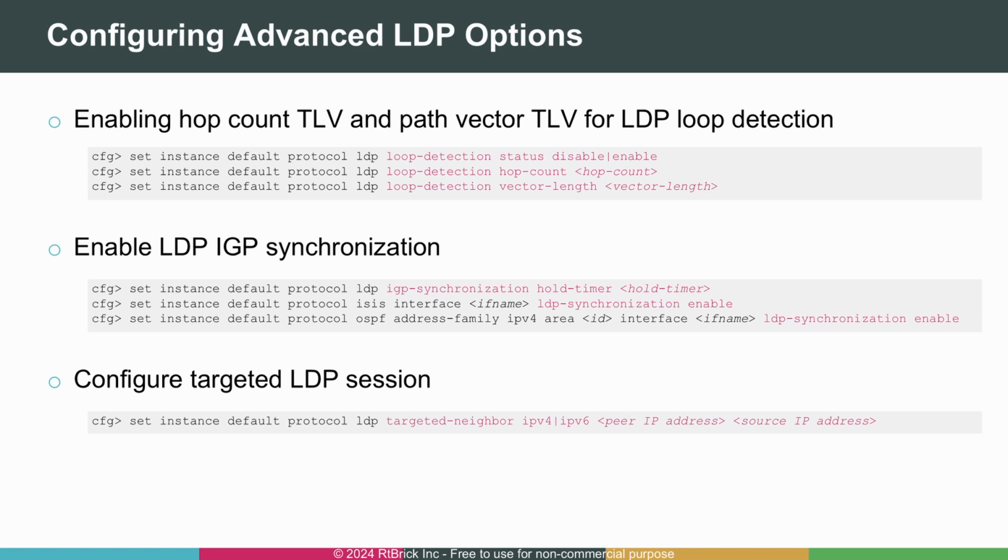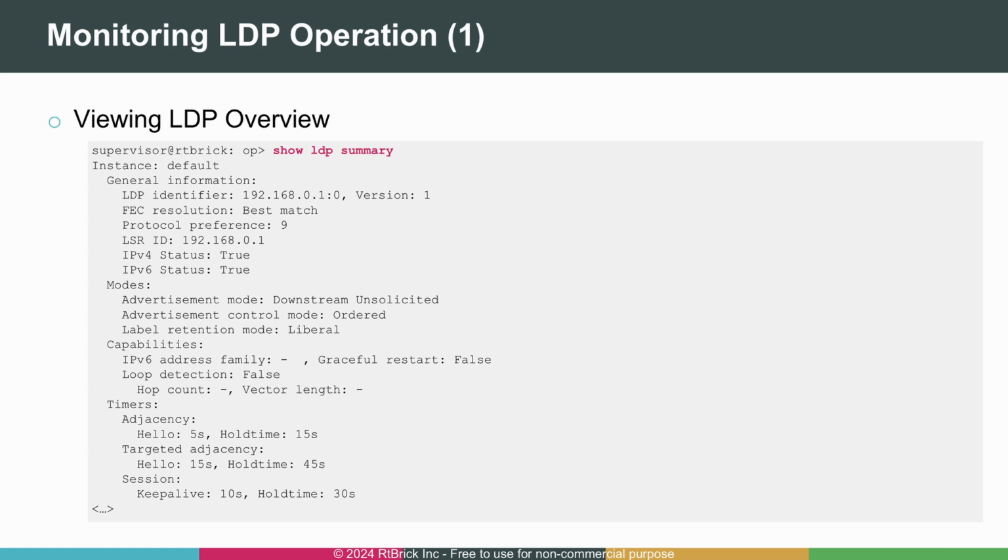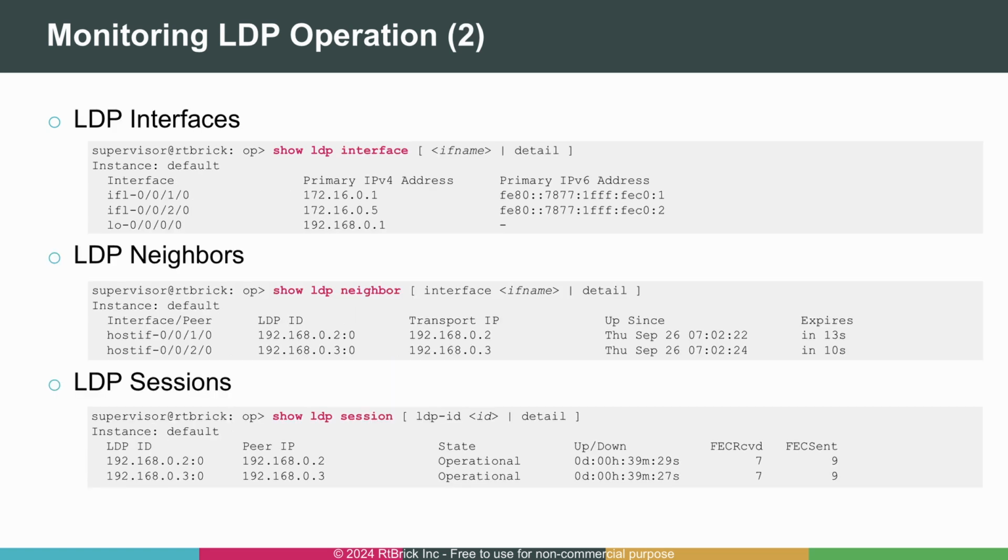We also covered several advanced options, including LDP loop detection, LDP-IGP synchronization, and targeted LDP sessions using the extended discovery mechanism. We also covered some monitoring commands. The show LDP summary command provides a brief overview of the LDP process. The show LDP interface, show LDP neighbor, and show LDP session commands are useful for troubleshooting LDP session states.